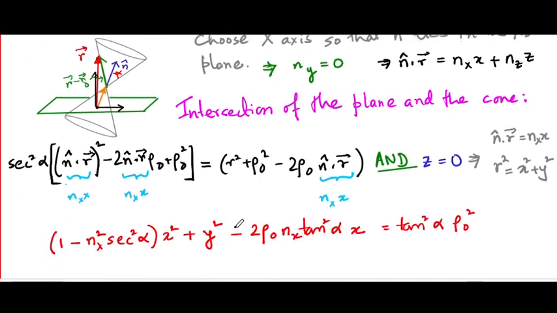And when you put everything in and move everything to one side, this just takes a bit of algebra. We end up with this equation, 1 minus nx squared sec square alpha x square. That's just writing this as x square plus y square and taking this term away from that, plus y square, which comes, of course, from r square, minus twice r0 nxx times tan square alpha. The tan square alpha is simply a sign of sec square alpha moving to this other side, equals tan square alpha rho 0 square.